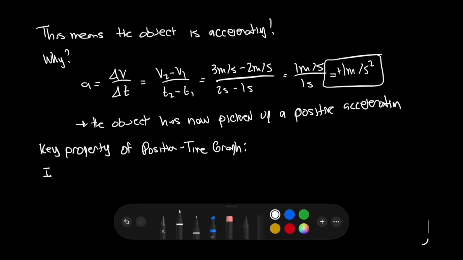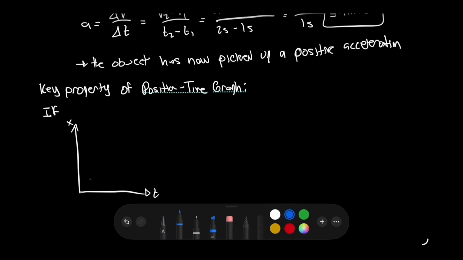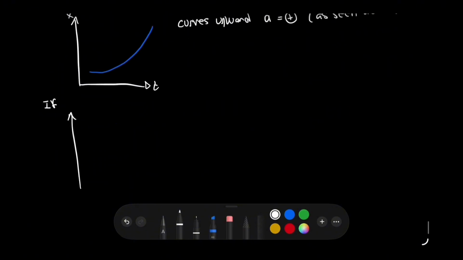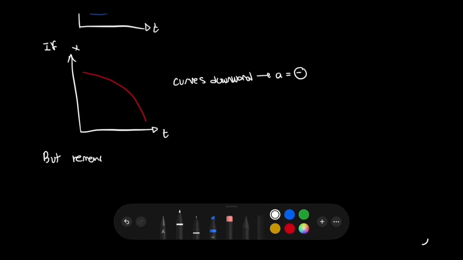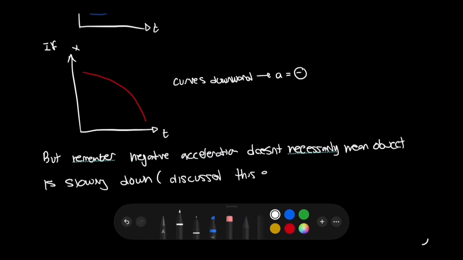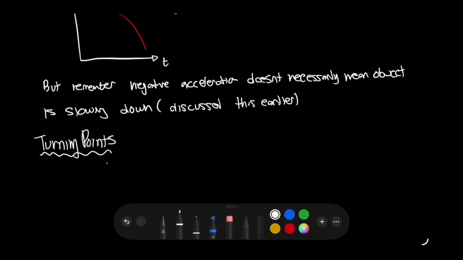And so the key property of a position time graph is that if it's curved upwards, the acceleration is positive, as we saw above. But if it's curved downward, that means the acceleration is negative. But one thing I just want you to remember, that negative acceleration doesn't necessarily mean that our object's slowing down. We discussed this earlier. So now we can also discuss turning points in a position time graph.